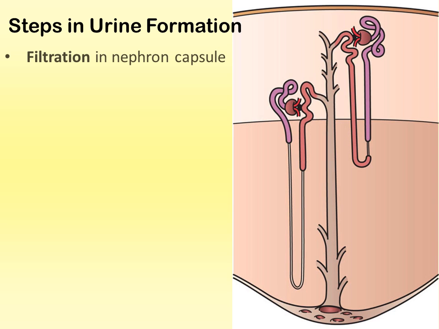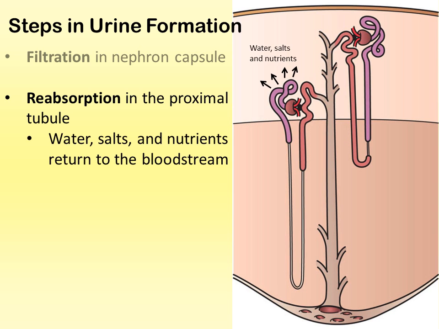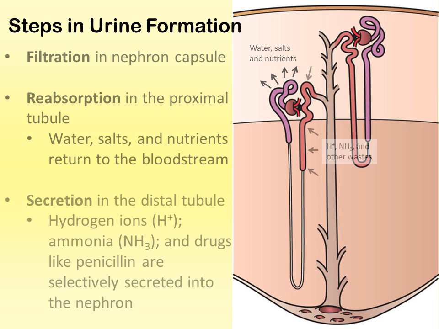Okay, so we just covered filtration, which happens in the nephron capsule here. So now let's move on to the next step, which is reabsorption, which occurs in the proximal tubule. Reabsorption is where we get those things that we just lost in the filtration step back. So our water, some of our salts, and all of our organic nutrients are returned back to the tissue fluids in the bloodstream here in the proximal tubule in this second step we call reabsorption. The urea and some water and salts continue on.